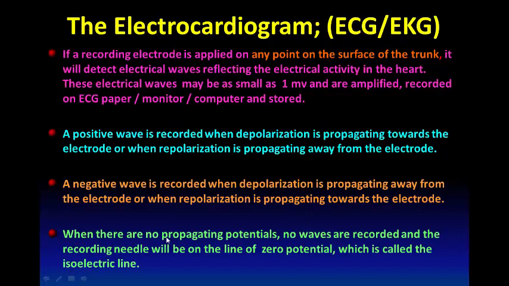And when there are no propagating potentials, no waves are recorded, and the recording needle will remain on the isoelectric line, on the line of the zero potential, which is known as the isoelectric line.